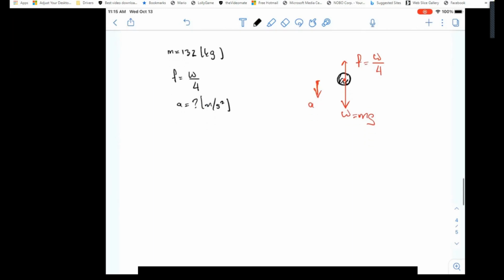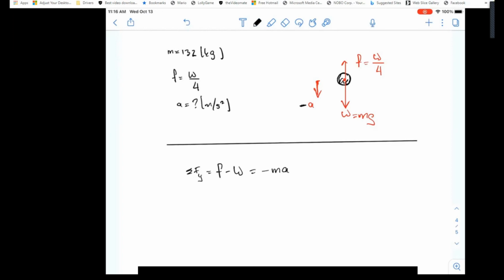All right, I don't have any conversions, so I'm just going to start setting up the math. I'm going to sum up all the forces in the Y direction. The frictional force F is up, and the weight W is down, and the acceleration is also pointing in the downward direction. So I'm just going to keep it like that for now, and then see what happens.